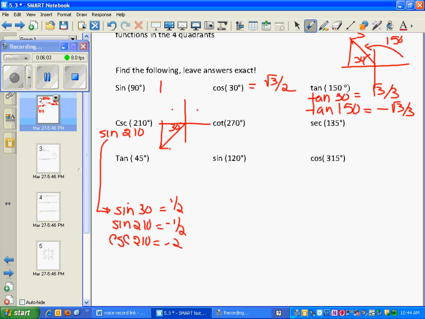All right, cotangent of 270. Okay, well, we want answers between 0 and 90. 270 is opposite from 90, right?